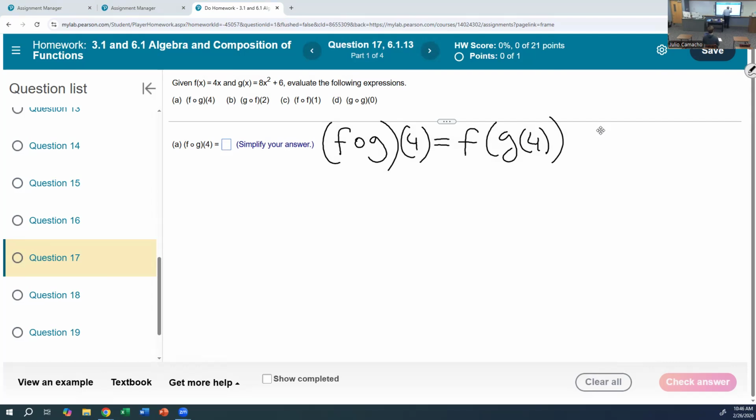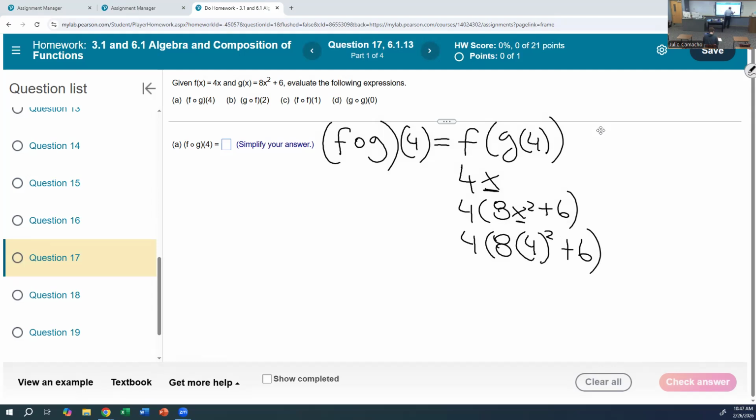4x. You put your 4x. Then you replace this x with the whole g equation. So you have a 4, and the g equation is 8x squared plus 6. And then finally, you replace the x of g of x by this 4. So you have 8 times 4 to the second power plus 6.